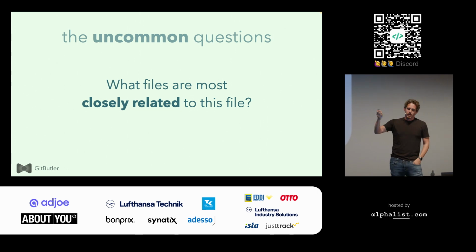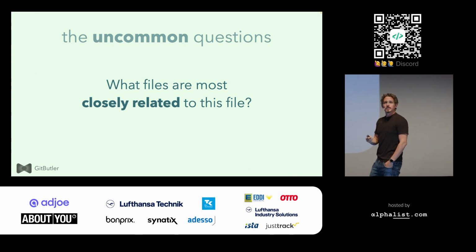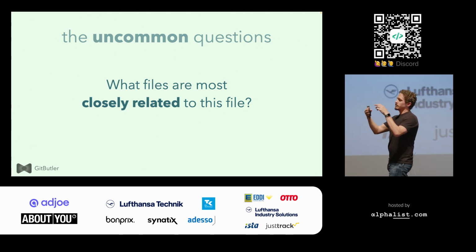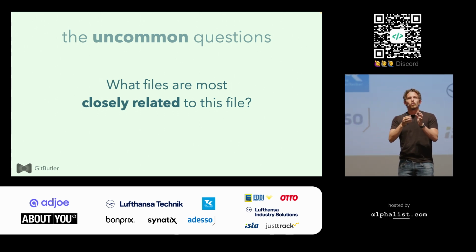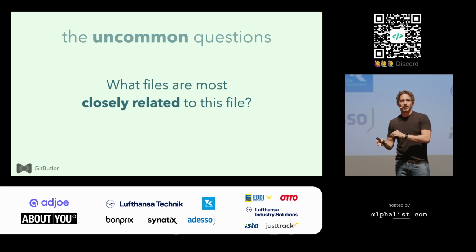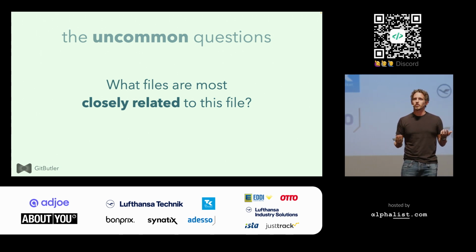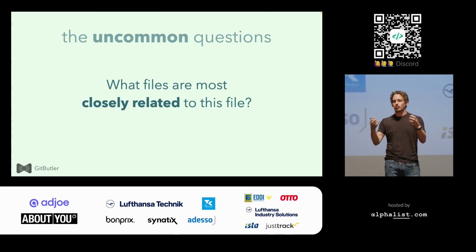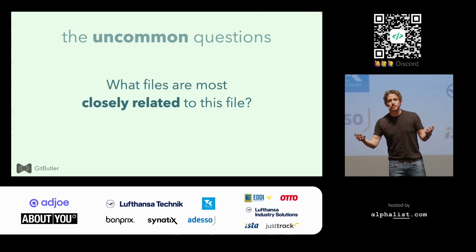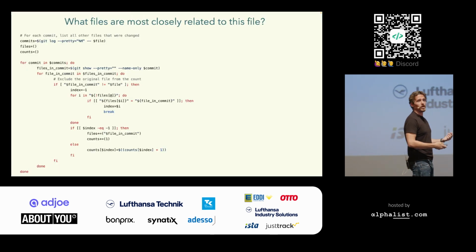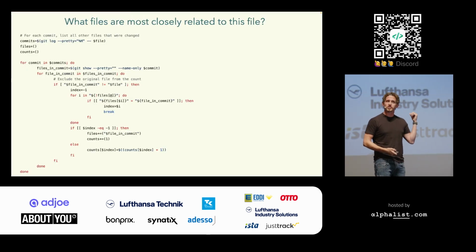And then the last of the uncommon questions, I find this really valuable as well. What files are most closely related to this file? So let's say I'm in a file and I want to know, for this file, what other files tended to be touched in the same commits, right? I find that a very interesting question, because now I can get an idea of what files are related to each other, what files I should also be looking at if there's a bug in this file or something. There's no way of doing this in Git, but you can write a script.